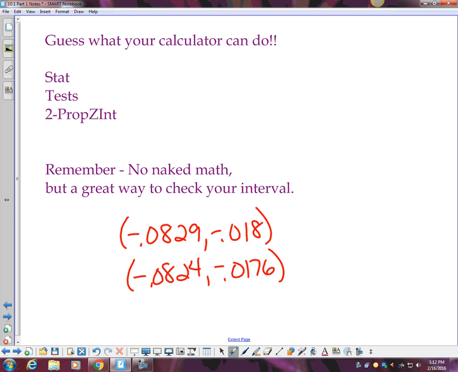So this is the calculator, and this was us by hand. So you can see it was pretty darn close. It's a great way to check your answer. But a lot of times people just forget about it and don't mess with it, which is fine. I mean, have faith in your stuff. But if you have extra time at the end of something, feel free to check it.